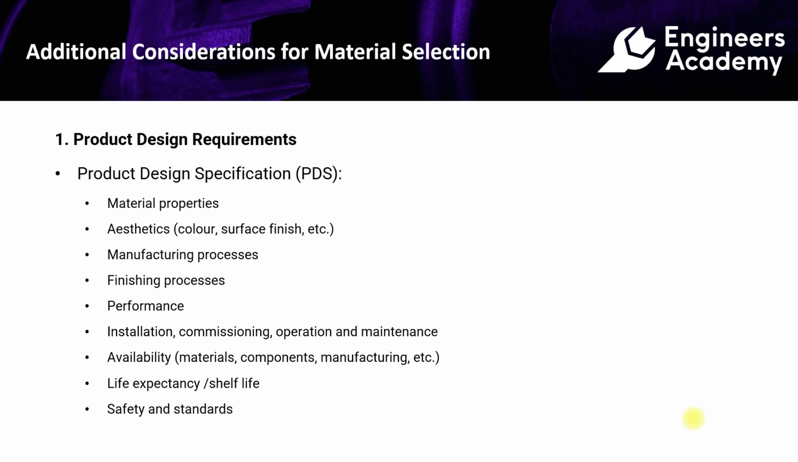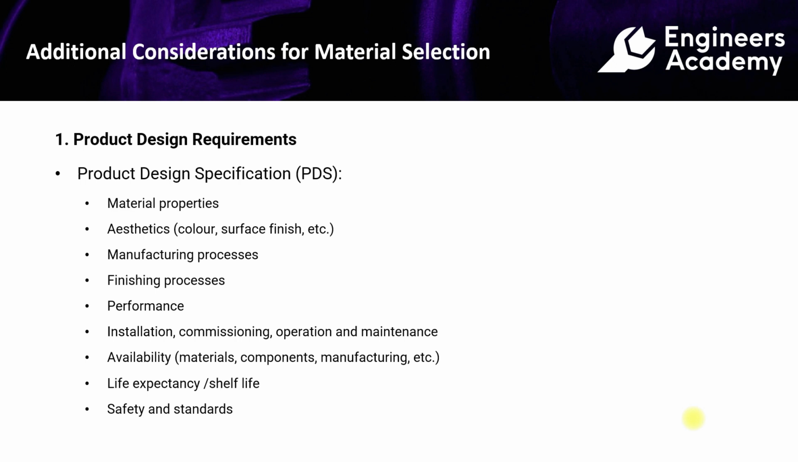Now, another important consideration is any relevant legislation to ensure the component can be used safely, or any standards, such as international standards or British standards, that should be adhered to during the design. The important point to note from this is there's lots and lots of factors that need to be considered during material selection, and many of these would be specified in a product design specification to ensure all of those criteria were being met.